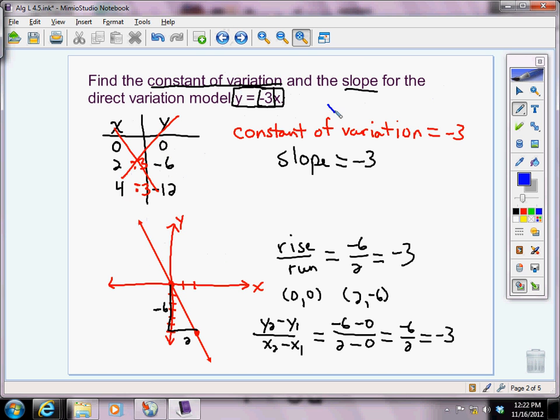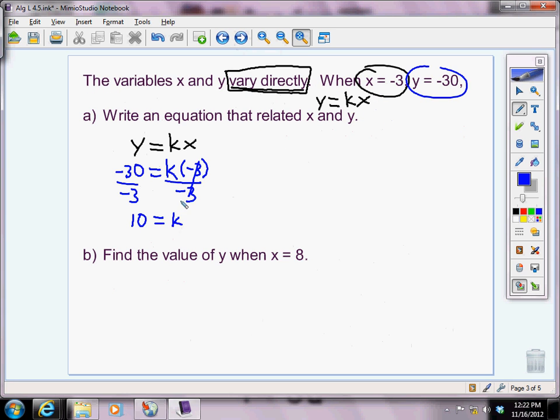Okay, look at this equation right here. This is a direct variation model. y equals -3x. When you have a direct variation model, it should look like this. So you can plug in whatever x you want, and when you plug in x, you get whatever y is. So what you have to do, ladies and gentlemen, is you stick this k here back into this equation. So your solution here, your equation that varies directly, is y equals 10x.